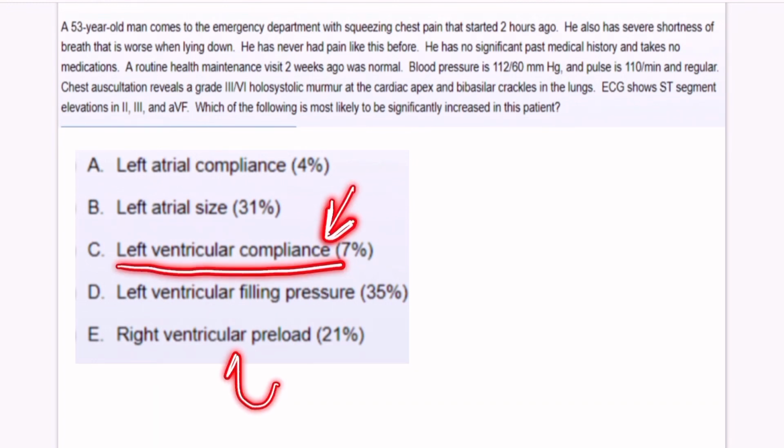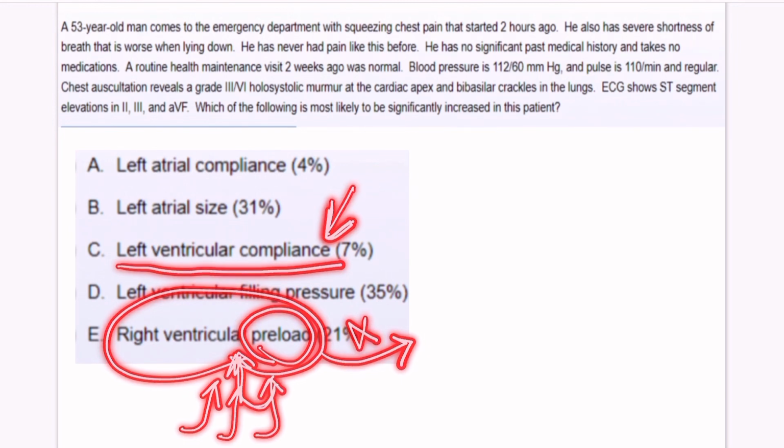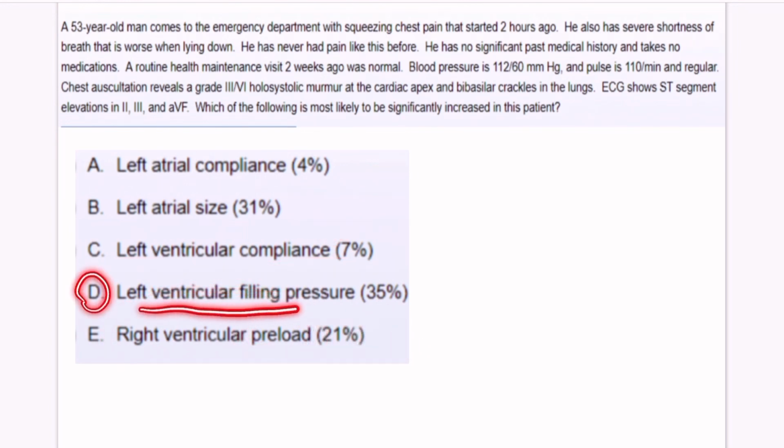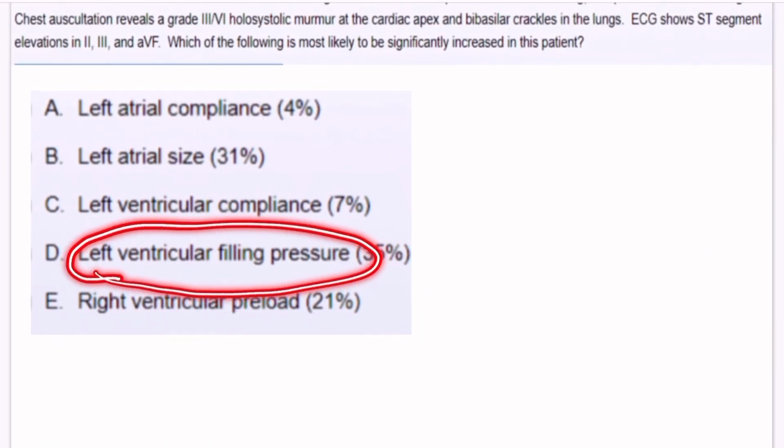Then we have right ventricular preload. Right ventricular preload has nothing to do with what goes on in the left side of the heart. The preload is based upon how much blood comes back into the heart from the rest of the body. So this is also inaccurate. What's left is left ventricular filling pressure. So why would left ventricular filling pressure be increased?